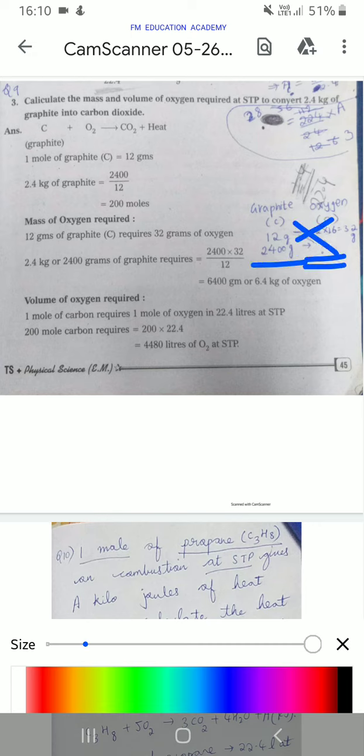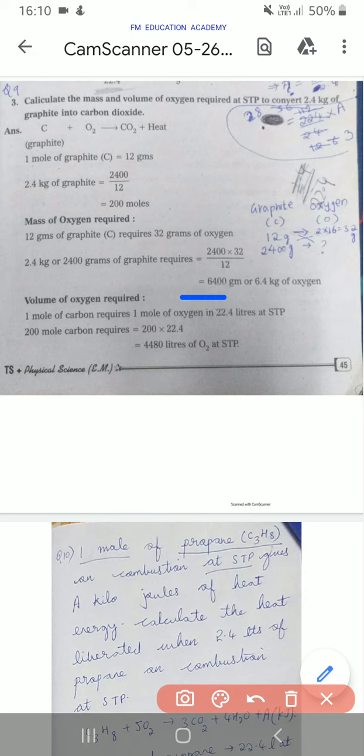If you cross multiply this, you will get question mark into 12 is equal to 2400 into 32. So question mark is equal to 2400 into 32 by 12. If you simplify this, you will get the answer as 6400 grams, or if you shift the decimal places 3 times, because 1 kg is 1000 grams, you will get 6.4 kg of oxygen.